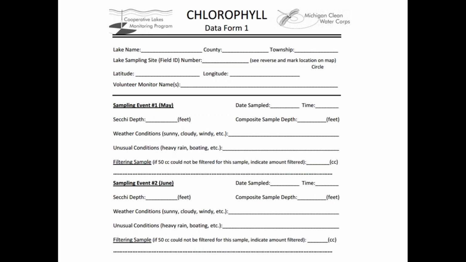There are a couple things that might be a little strange to you here. There's a composite sample depth line. We're going to talk about what that is in just a second. And then there's this thing that says filtering sample: if 50 cc's could not be filtered for the sample, indicate the amount filtered. So those are the two things that are kind of specific to chlorophyll. And as we go through the presentation, you'll see how they get filled out.